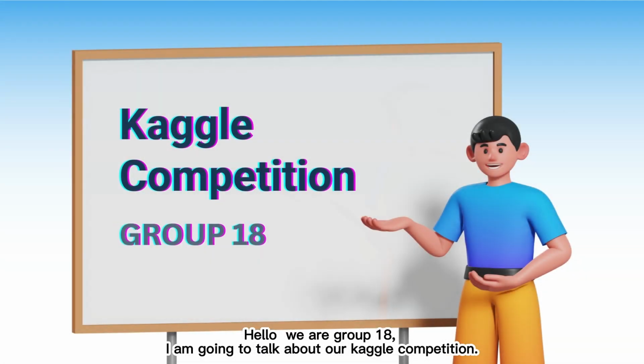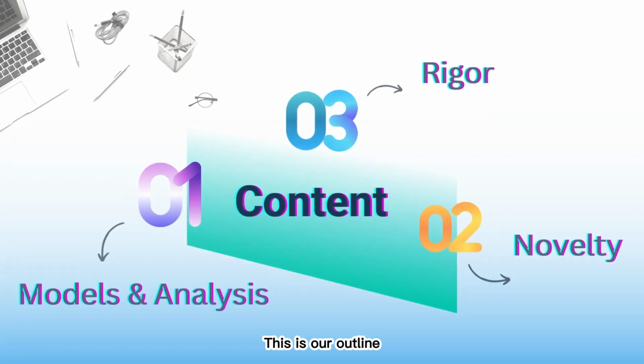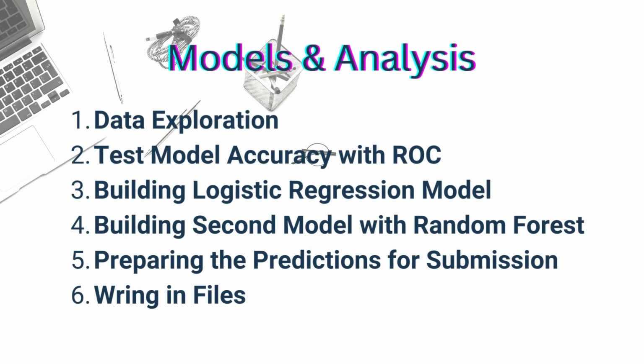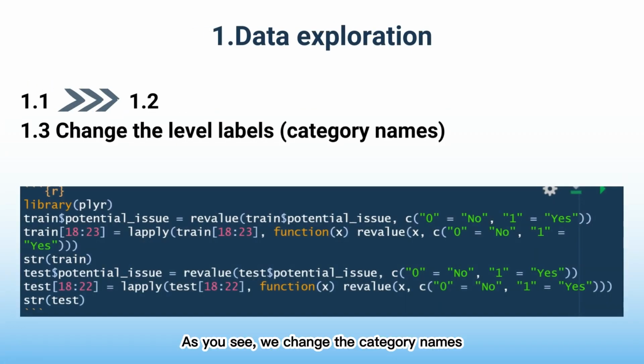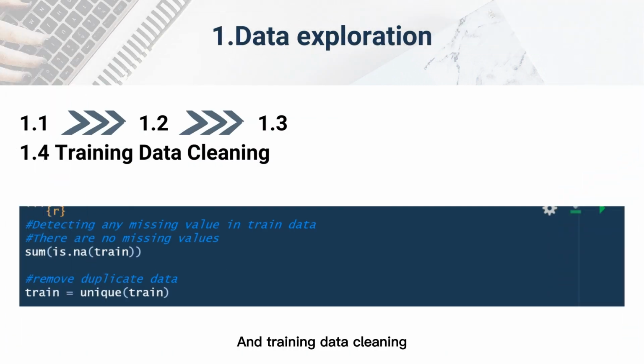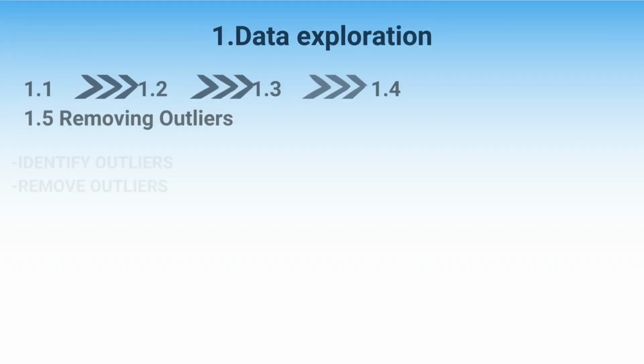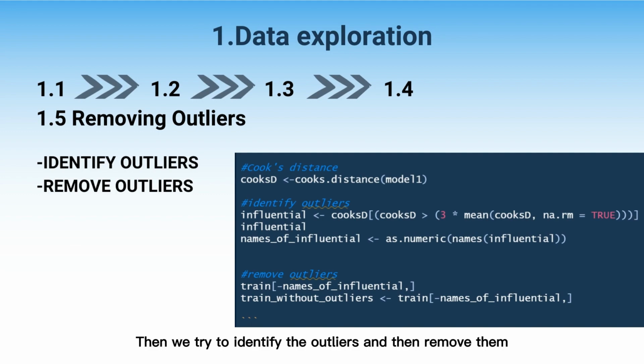I'm going to talk about our Kaggle competition. This is our outline. Firstly, after we read the data file, we convert categorical variables in the train dataset to appropriate types. As you see, we change the category names and clean the training data. Then we try to identify the outliers and remove them.